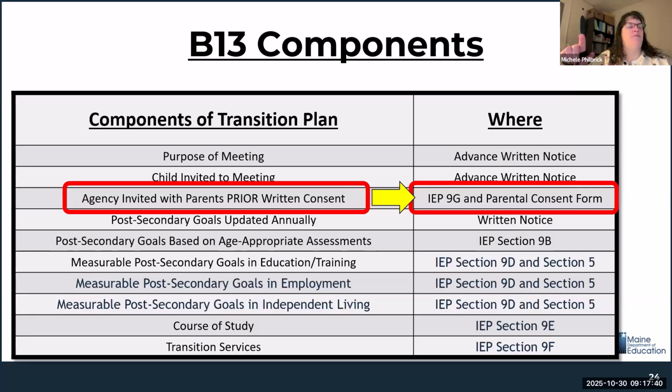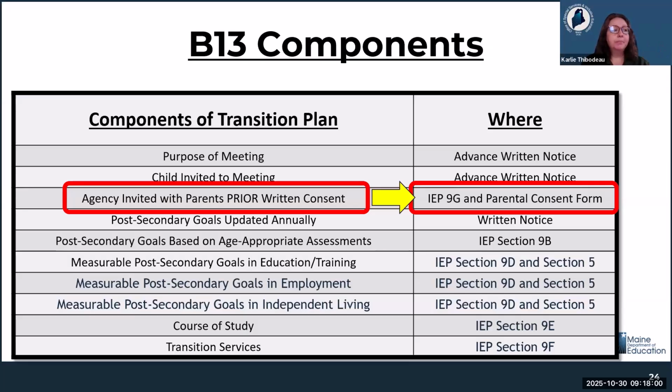Yeah, because then on the actual written notice, it says who was actually in the meeting, and the student is listed there. Definitely, there's evidence to support that the child was at the meeting. But I just wanted to check. All right, thank you.